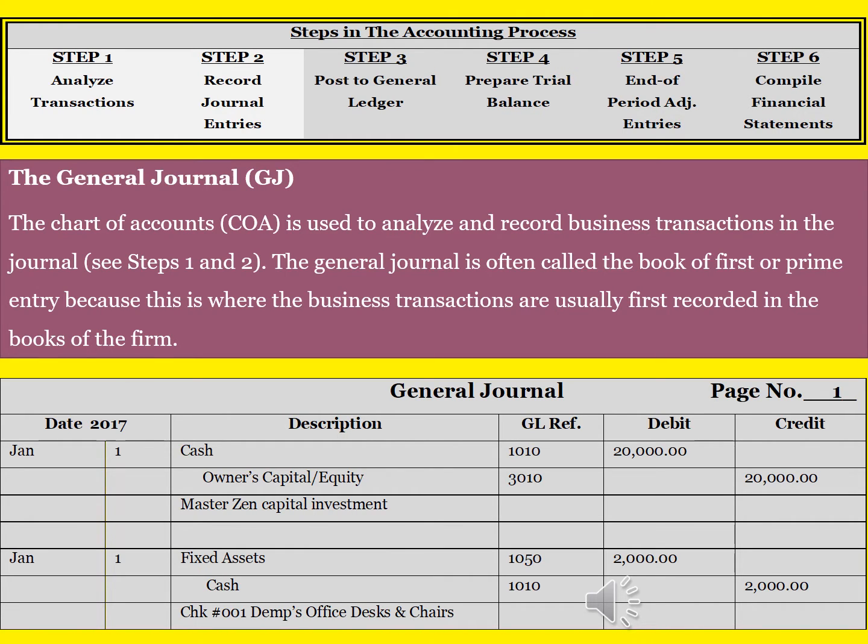The General Journal. The chart of accounts is used to analyze and record business transactions in the journal. The General Journal is often called the book of first or prime entry because this is where the business transactions are usually first recorded in the books of the firm. Accountants use the chart of accounts to aid in analyzing business transactions to identify the give-get relationships of the transaction and determine which general ledger account is receiving the value, debited, and its source, where the value is coming from, crediting.